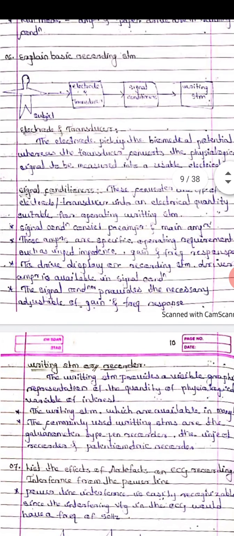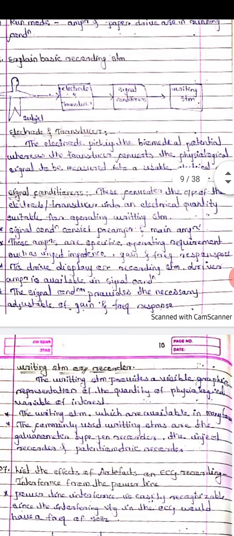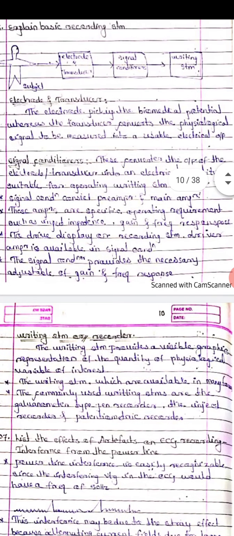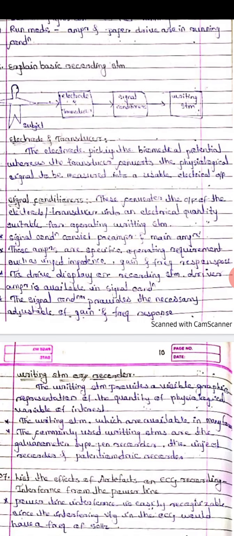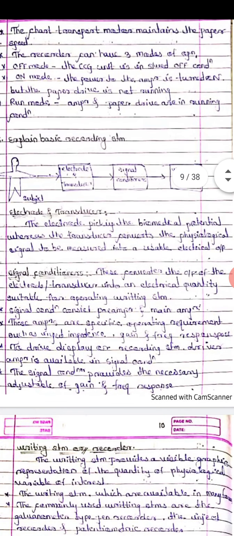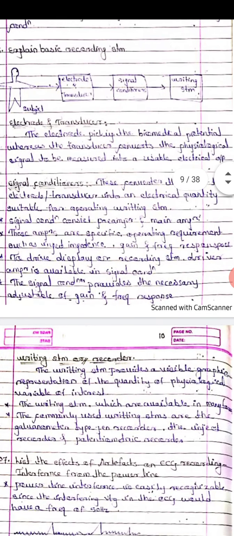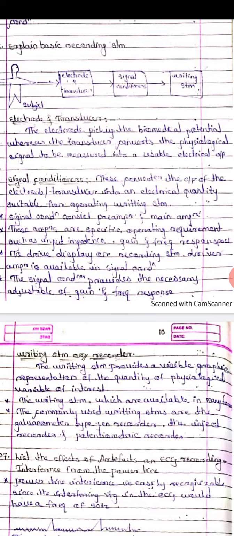Then the writing unit is there. In the writing unit, they may use a CRT for direct display purposes. Otherwise they use writing units of different types, such as the galvanometer type or potentiometric recorders. Like that they use different types of recorders. So this question you get for 5 marks.